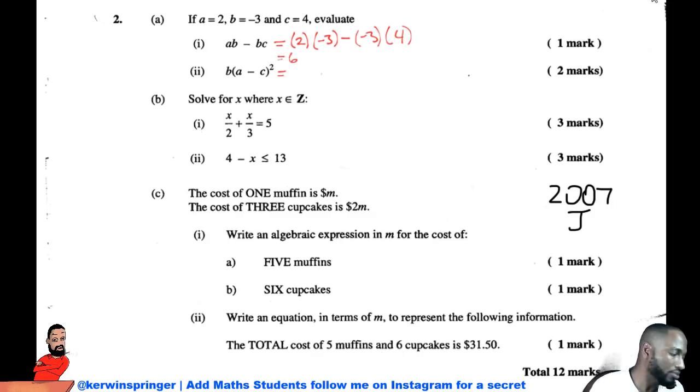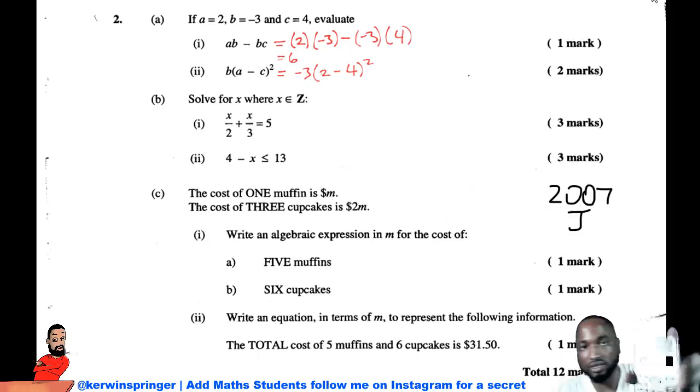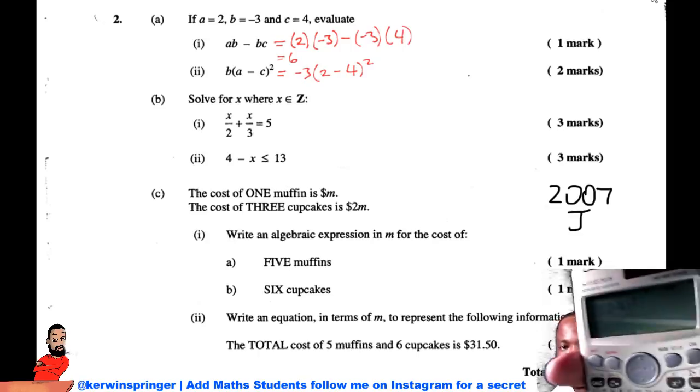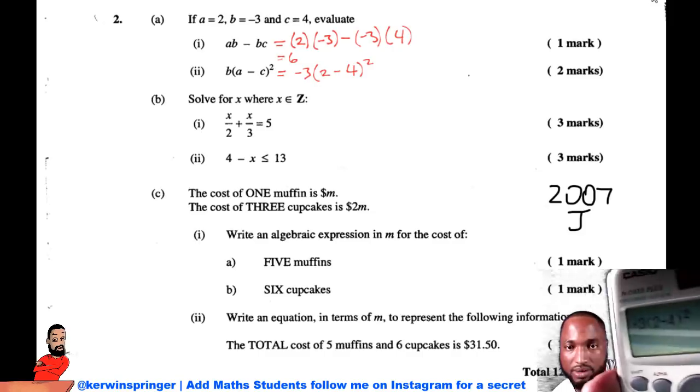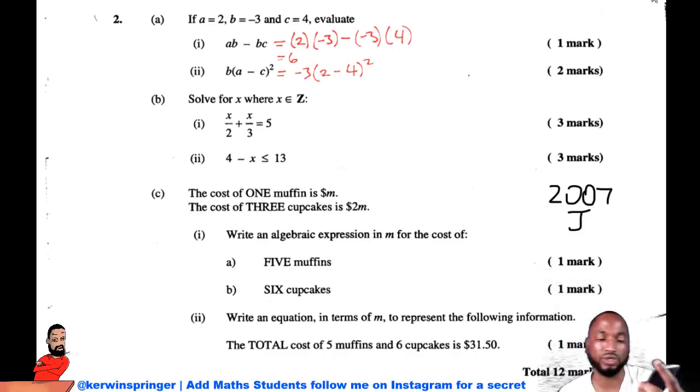This one, negative 3, so it's a substitution. This is the substitution line, right? A was 2, take away C, which is 4, times B squared. Now you can put this directly into your calculator again, just make sure you type it properly. So I'm putting negative 3, 2 take away 4 times B squared, and it looks like this. Like that, I press equal. I get negative 12. So everybody good with that? Negative 12.